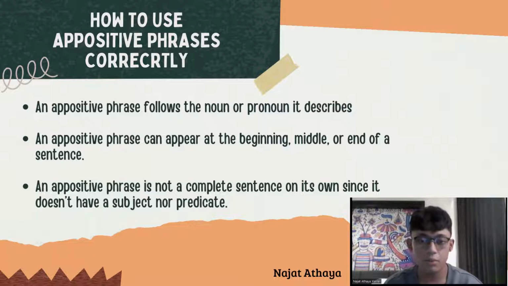Commas are the main area where people tend to make mistakes when using appositive phrases. There are instances where commas are necessary while others are not. A comma is only necessary when the appositive phrase does not provide crucial information in a sentence.